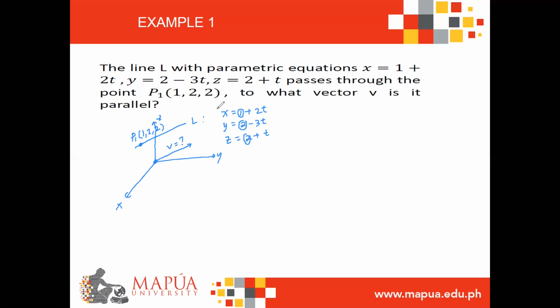Since it says here that vector v is parallel to our line L, we can now say that vector v will have the same components as the vector of your line L, which we have as 2, negative 3, 1. So therefore, we have 2, negative 3, 1 as the vector v to whom our line L is parallel.